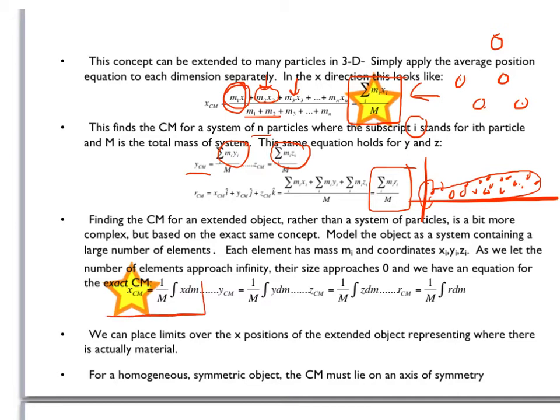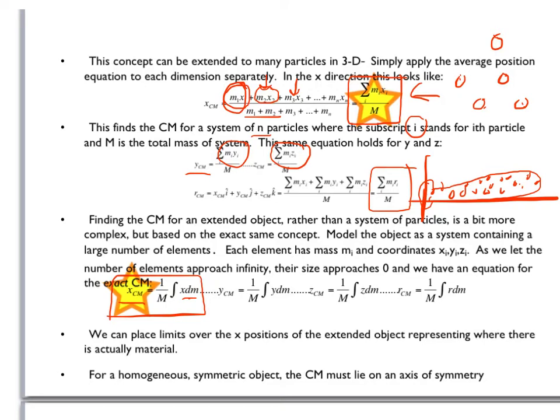So in the x direction for an extended body, we would find the x center of mass as 1 over the total mass multiplied by the integral of x dm, where dm is some little infinitely small piece of mass and also the variable that we are integrating with respect to. This works for the y and the z positions, and I'll show you some of these when we get back into class.